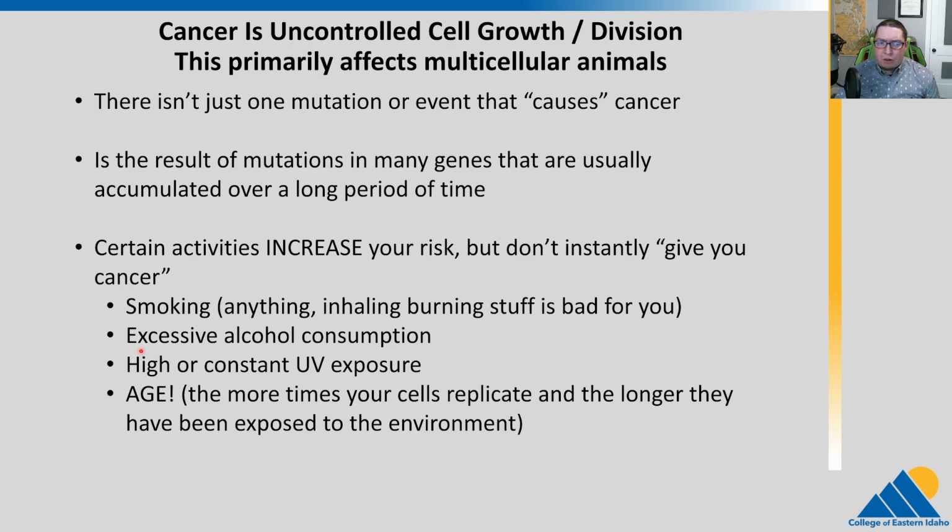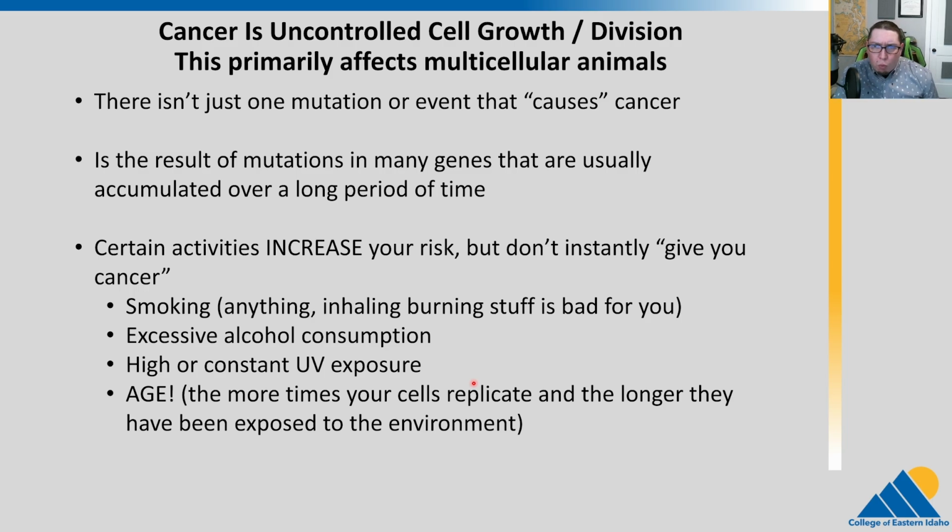But the biggest factor is age. And that's because the more times your cells divide and replicate, the longer they've had to, number one, be exposed to things and accumulate mutations. But every time they replicate, there's a chance DNA polymerase makes a mistake. And if that mistake doesn't get corrected, you're accumulating mutations in those cells. So your own DNA polymerase just living and existing is a risk factor for cancer because it makes mistakes. I know that's a little bit depressing, but don't worry.